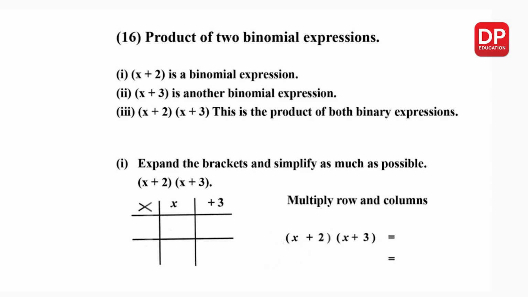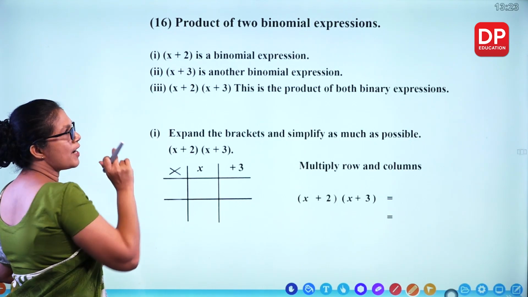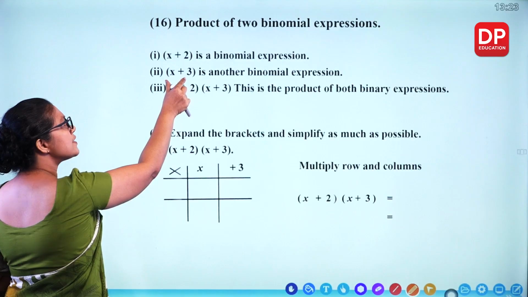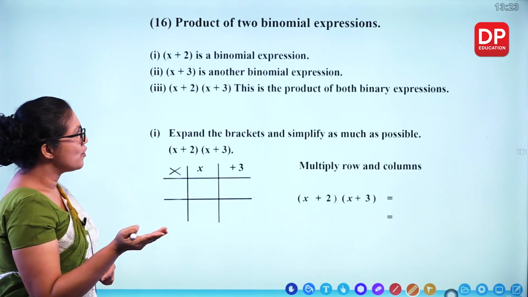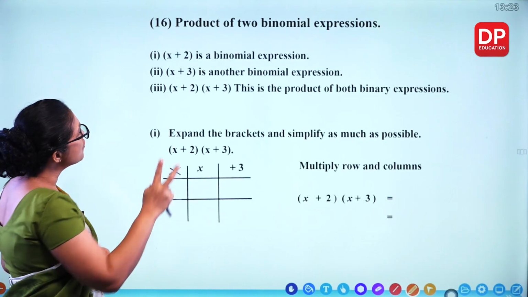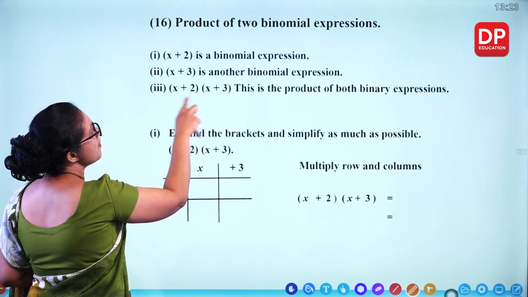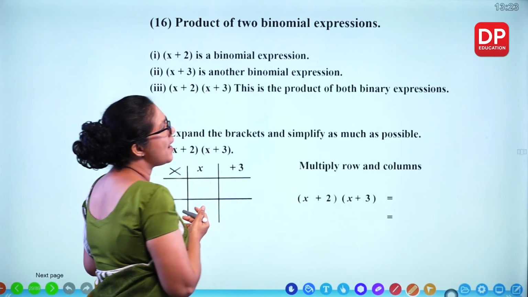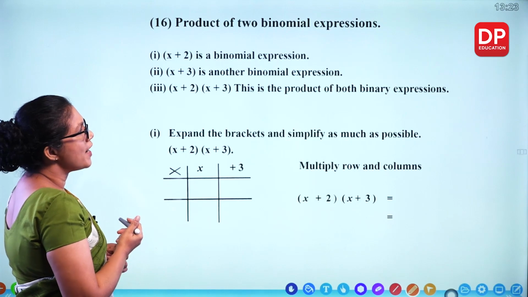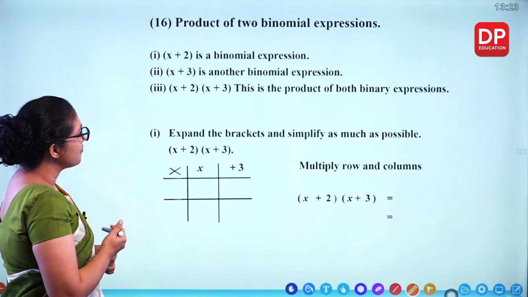Product of two binomial expressions. Now x plus 2 is a binomial expression. X plus 3 is also another binomial expression. Now we'll try to multiply these two. So this is the product of both binomial expressions.